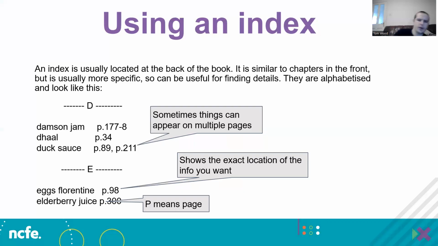The only other thing to comment on here is what you might have noticed: page 89, comma, page 211. So this means it's on this page and this page. With the damson jam here, you can notice there's a little hyphen, and that means it's on page 177 up to page 178. It could say the whole number as well, and that could be a longer reference. It could be page 177 hyphen 182. That would mean the information is from page 177 all the way to page 182. It lets you know where to start and where that information ends.